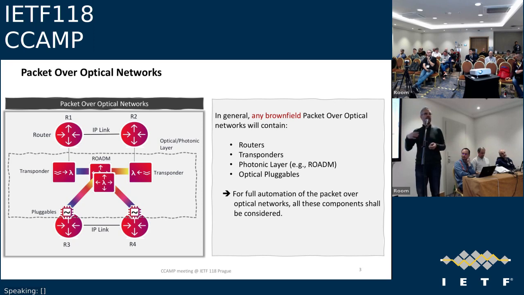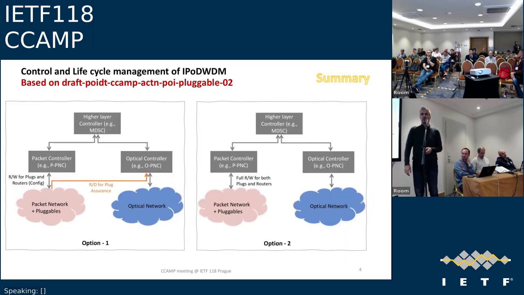So having these two as a background architecture, CCAMP addresses, as Oscar mentioned, there is one draft, the draft that Oscar mentioned previously. There are so-called two options, option one, option two. There is an optical domain, there is a packet domain, and there are two controllers, and there is a controller or proxy or orchestrator at the top to control the whole ecosystem.